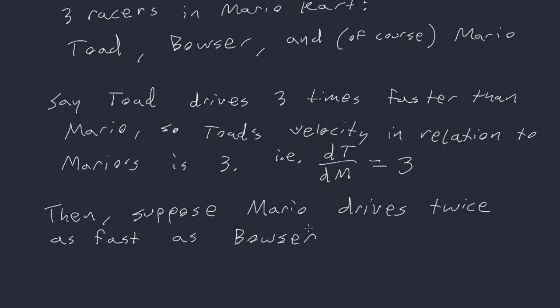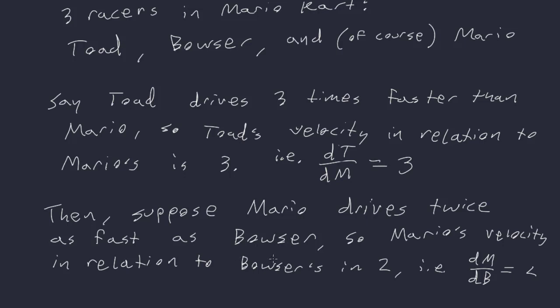All right, further, then suppose Mario drives twice as fast as Bowser. Which kind of makes sense, Bowser, bigger dude, drives a little slower. So in a similar fashion here, that means Mario's velocity in relation to Bowser's is a factor of 2. Okay? So in other words, I could say that dm by db is equal to 2, or Mario's velocity in relation to Bowser's is 2.